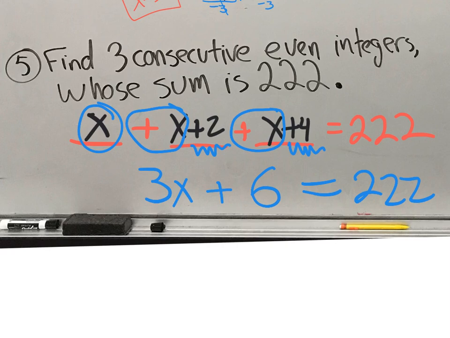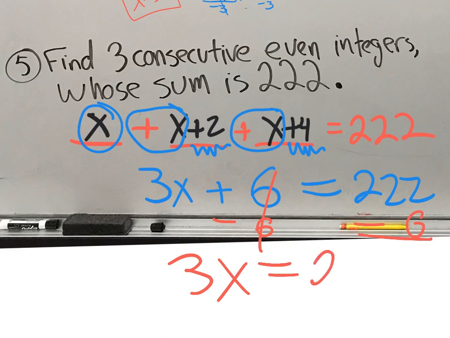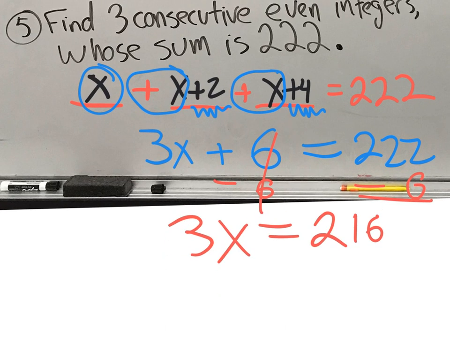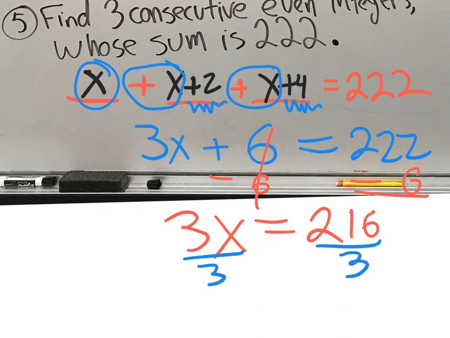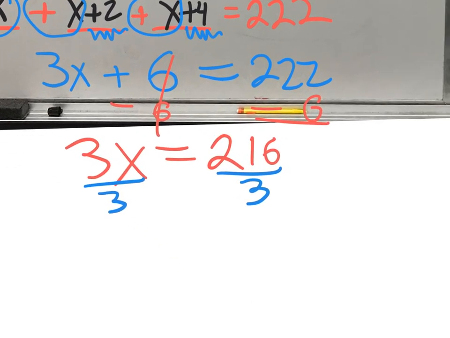And now we're going to just solve this equation like we normally would. Subtract 6, going to cancel. Subtract 6. You're going to end up with 3x equals 216. Whoops. There you go. Math teacher can't subtract. Sorry. So anyways, for our final step, we'd have to do what? Divide by 3. So we're going to divide by 3 here, divide by 3 here. If you don't have a calculator, you're probably going to have to do long division. So you're going to have 216 divided by 3.